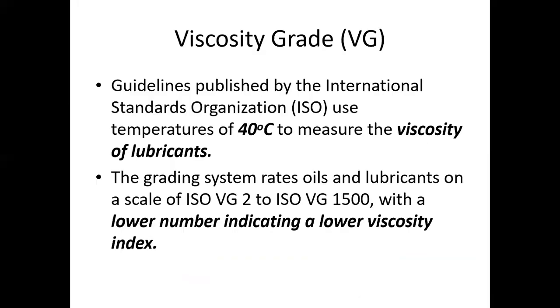VG, or viscosity grade, guidelines published by the International Standards Organization, ISO, use a temperature of 40 degrees to measure the viscosity of lubricants. The grading system rates oils and lubricants on a scale of ISO VG 2 to ISO viscosity grade 1500, with a lower number indicating a lower viscosity. So take note, if we have a viscosity grade which is lower, it also has a lower viscosity. If we have a higher viscosity grade, for example 1500, it is considered as having a higher viscosity.